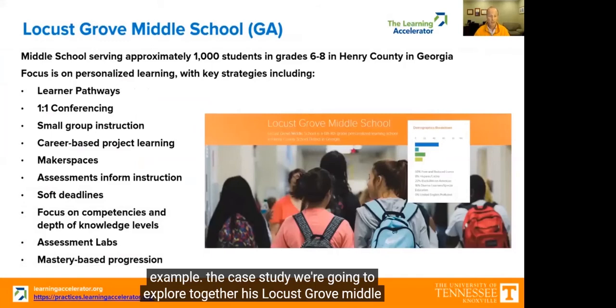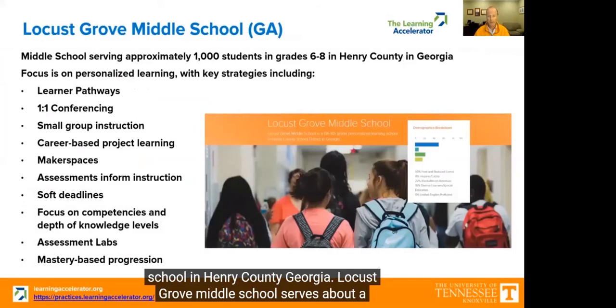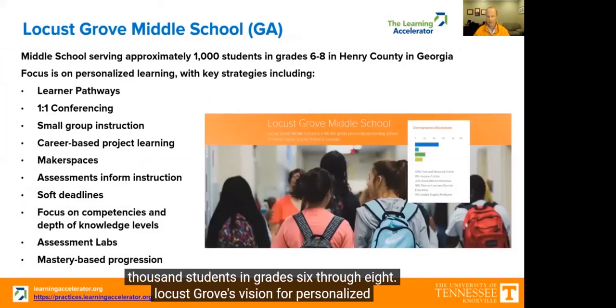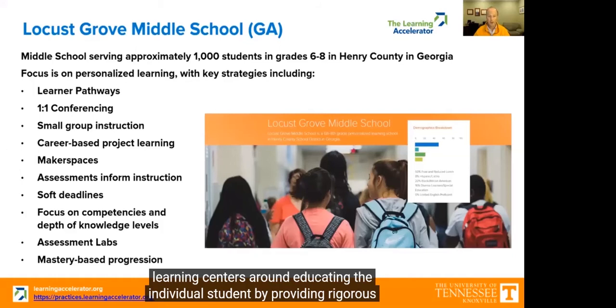The case study we're going to explore together is Locust Grove Middle School in Henry County, Georgia. Locust Grove Middle School serves about 1,000 students in grades 6 through 8. Locust Grove's vision for personalized learning centers around educating the individual student by providing rigorous curriculum, personalized pacing, and multiple learning pathways that connect with students' strengths and interests.